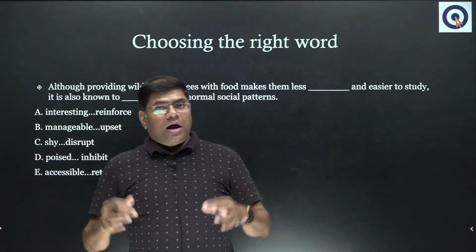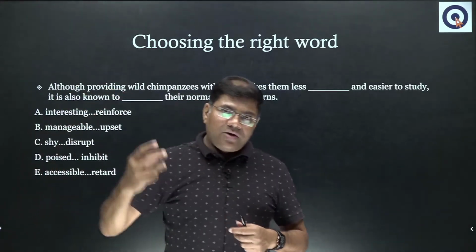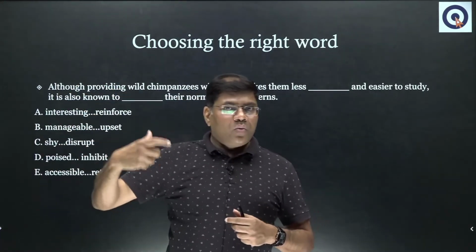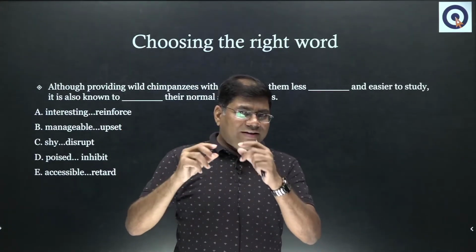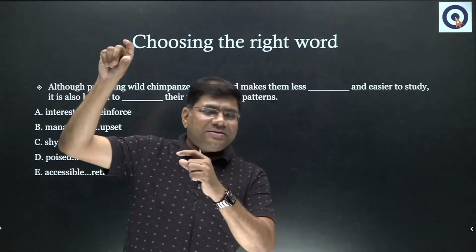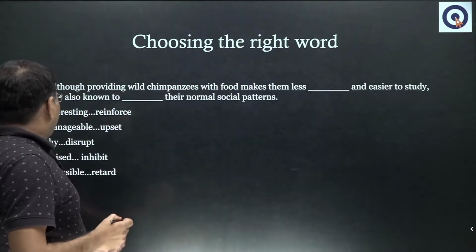For example, I give you a sentence and this sentence has a certain context, and in that context a certain idiom or a certain word is used. So you have to choose the option in which the idiom or the word makes complete sense when it is fitted in the sentence, right? So here also you have choosing the right word.